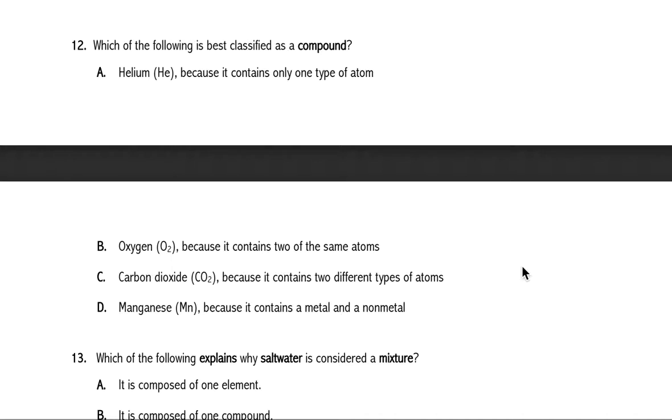A. Helium, He, because it contains only one type of atom. B. Oxygen, O2, because it contains two of the same atoms. C. Carbon dioxide, CO2, because it contains two different types of atoms. D. Manganese, Mn, because it contains a metal and a nonmetal.